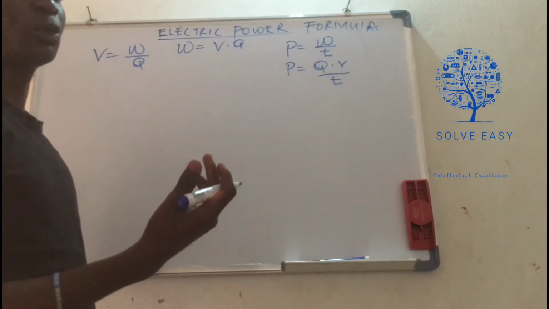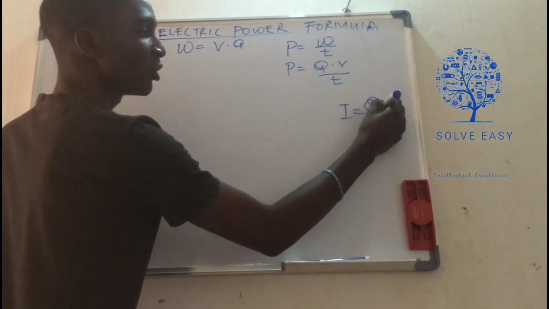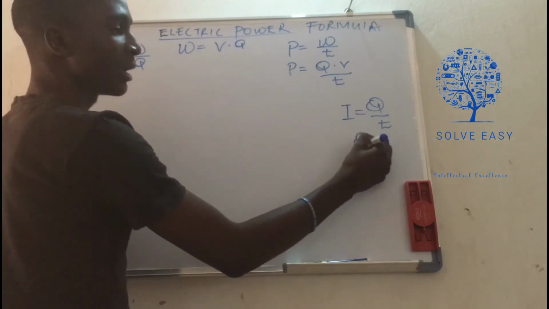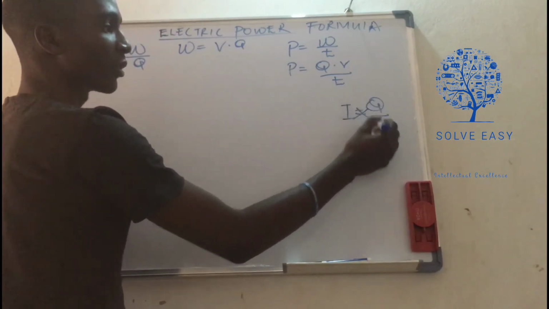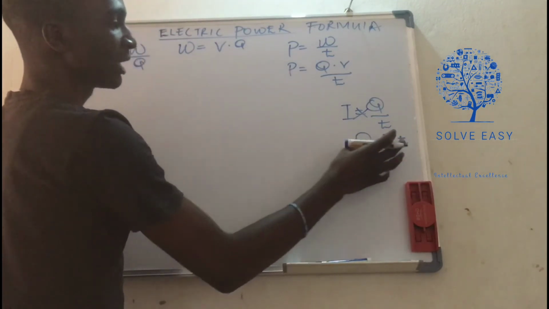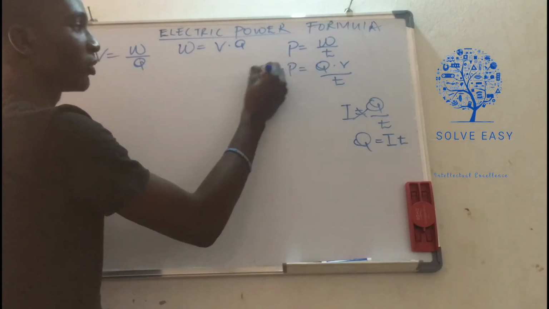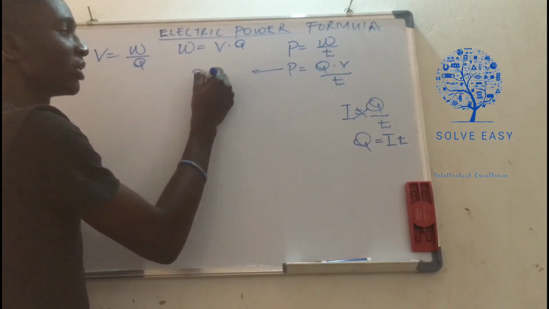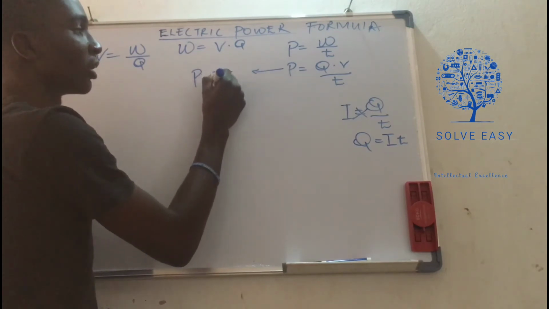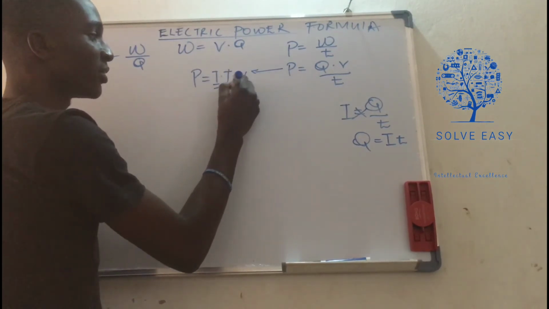Now, the third term we'll be using is electric current. We all know electric current I equals the quantity of charge Q per unit time. So we cross multiply, making Q the subject of the formula. Q will be equal to I times T. So let's replace Q here with I times T. Modifying this equation, I have power equals I T times V, all over T.